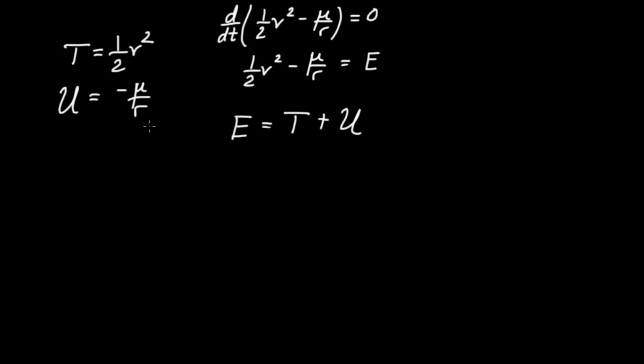And you can do the reverse argument. As the Earth moves farther away from the sun, r increases, which means U moves in the positive direction, which means that the kinetic energy has to decrease. The Earth has to slow down in its orbit to keep the total energy constant.